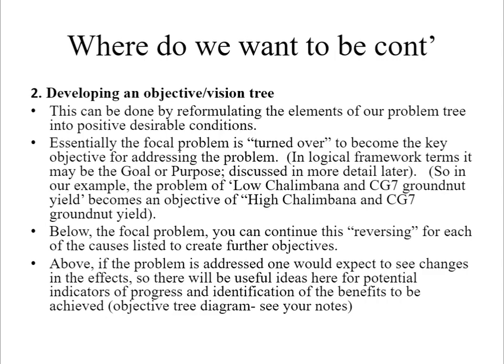Developing an objective or vision tree can be done by reformulating the elements of our problem tree into positive, desirable conditions. Essentially, the focal problem is now turned over to become the key objective for addressing the problem we have identified. In logical framework terms, it may be the goal or purpose. For example, the problem of low Chalimbana and CG7 groundnut yield becomes an objective of high Chalimbana and CG7 groundnut yield. Below the focal problem, you can continue this reversing for each of the causes listed to create further objectives.